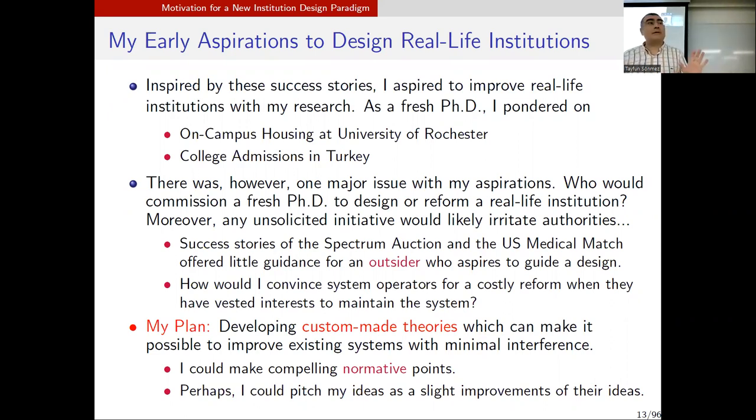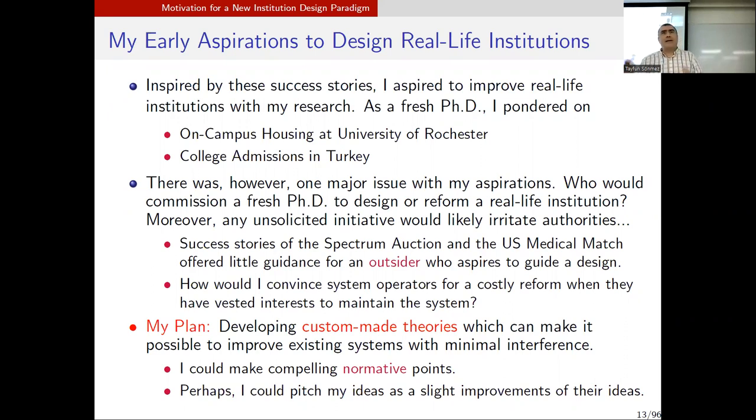So I said, you know what? In these problems, I don't think theory is utilized enough, right? So maybe I can get something more with theory. But for that, I need to go back to the primitives of the problem and rework the entire thing. And maybe I'll get something interesting, maybe I will not. Okay. But that was my only path. Now, my idea was I could make compelling normative points, which was missing in this two-sided matching theory, right? And perhaps I could pitch my ideas as slight improvements of their ideas. That was my plan, right?